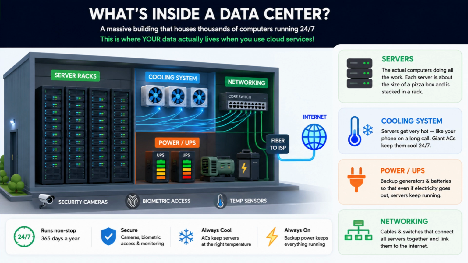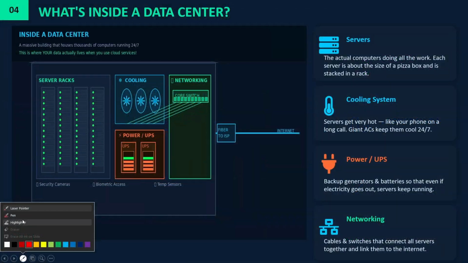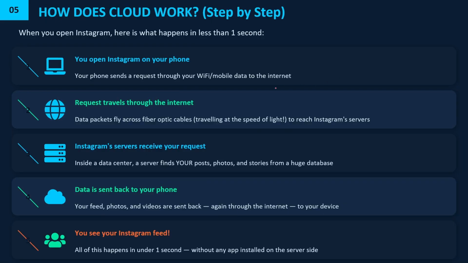Networking has the cables and switches that connect all servers together and link them to the internet. So these are some of the things that you should definitely know. Let's move on. How does cloud work? The step-by-step procedure of how it works.